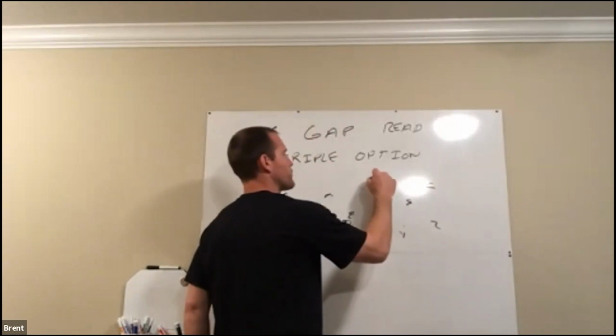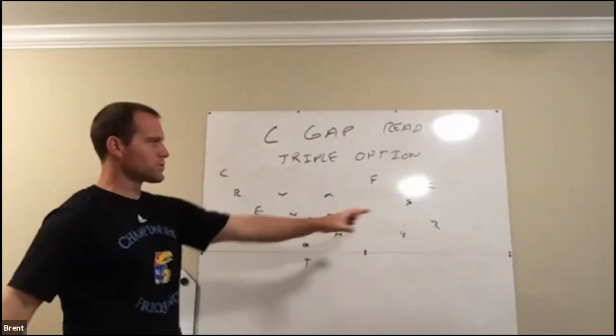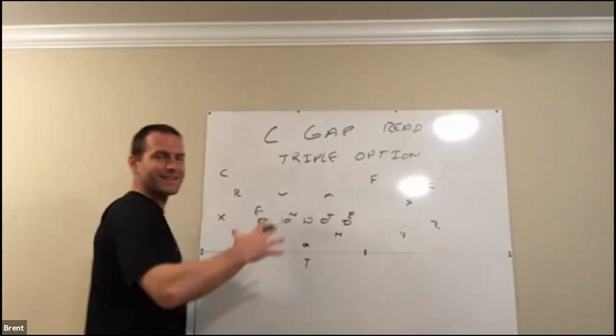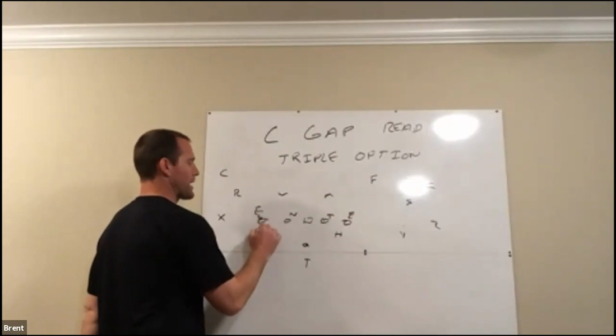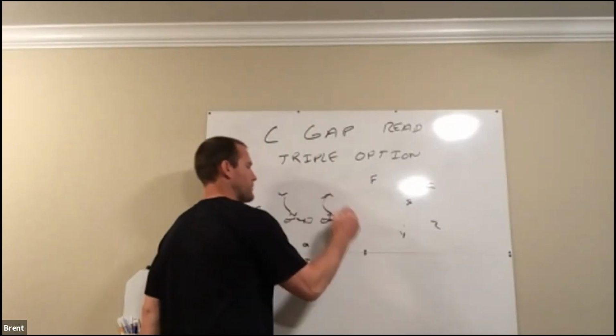I'm going to draw this against robber coverage first off, and invert. So this is robber, invert, and I'm running our field zone read. So we're going to push the zone to the boundary. All right, so we've got C gap blocking by the tackle. We'll try our best to get two double teams.